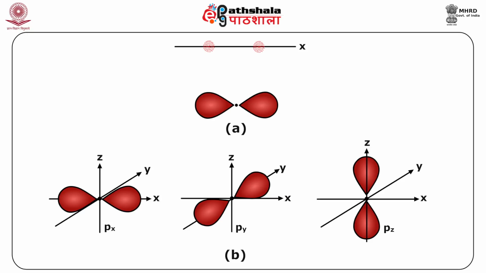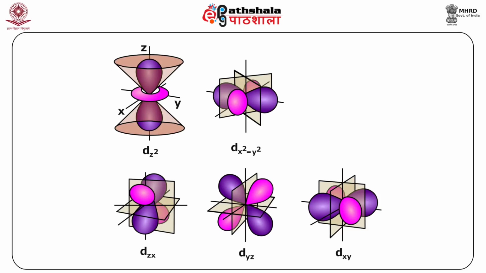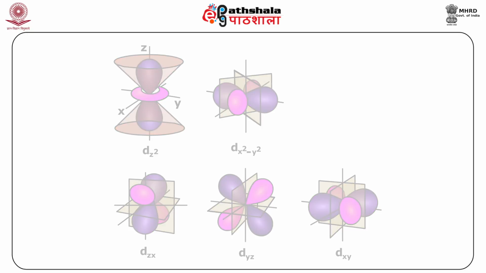This has been shown in figure. Similarly, for the value of L equal to 2, which specifies a d orbital, we have a total of 5 orientations possible, with the ml values -2, -1, 0, +1, and +2. This has again been shown in figure 5.